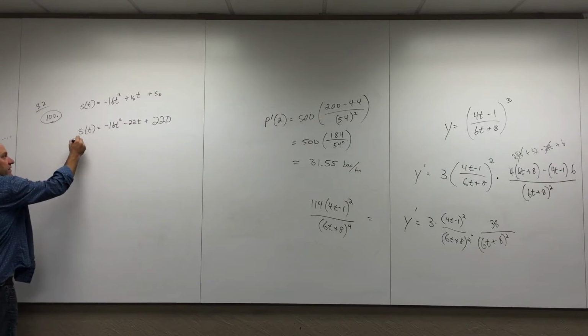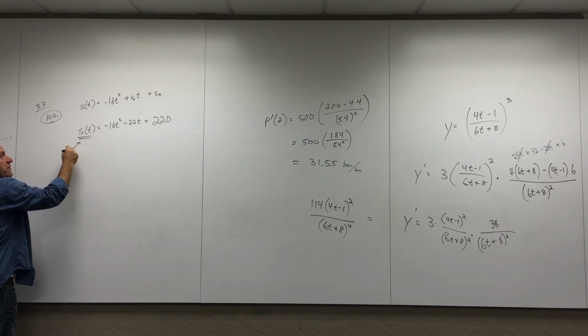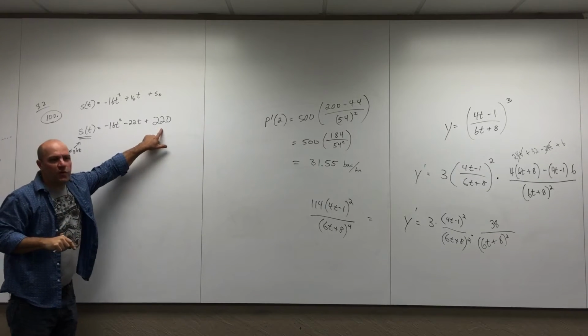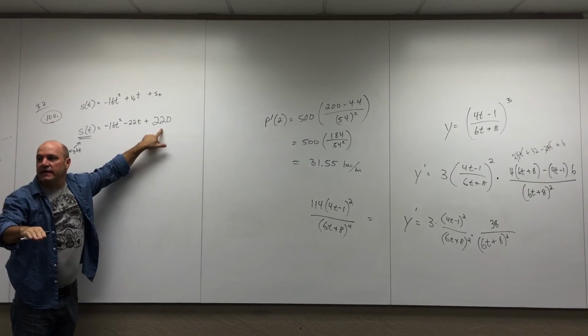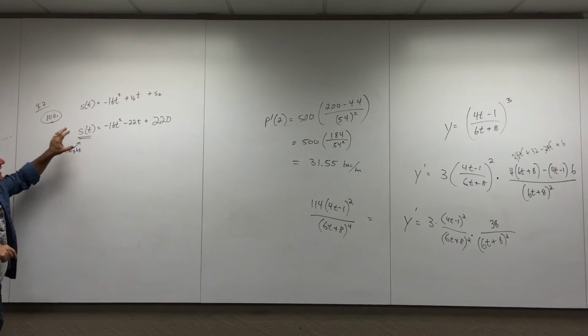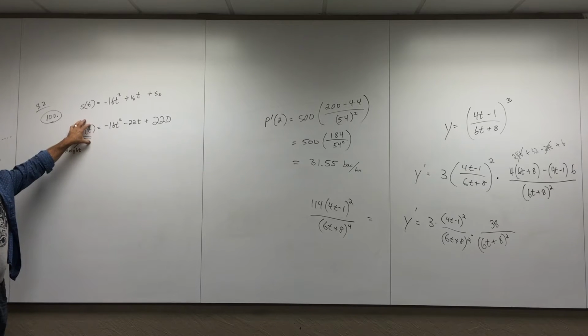And listen, this is the height of the ball. It's not how far it's traveled. Those are two different things. If it fell, we started at 220. If it fell 10 feet, what's its height? 210. Are you with me? What I'm trying to point out is that this height is not how far it's fallen, it's what height am I at? That's what this is.